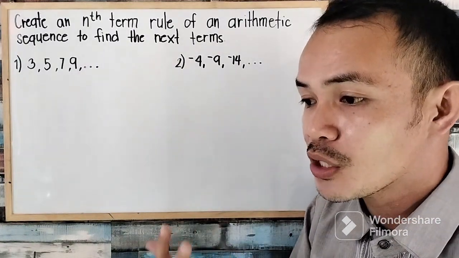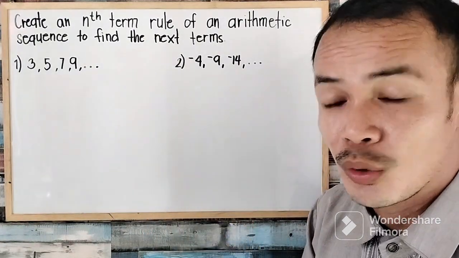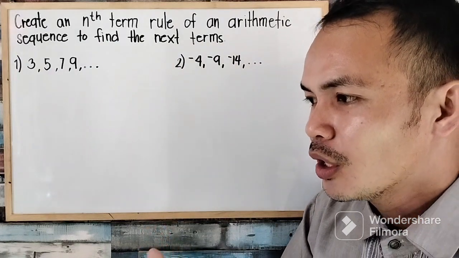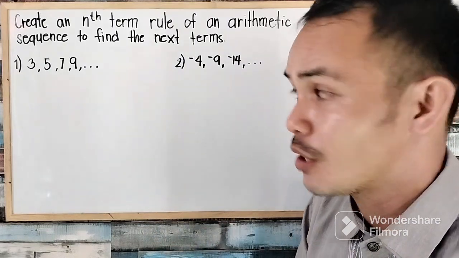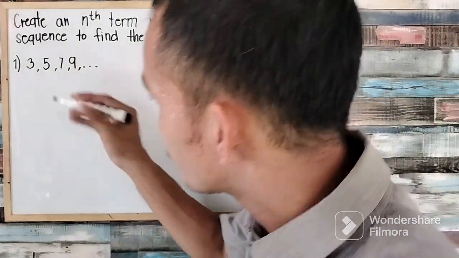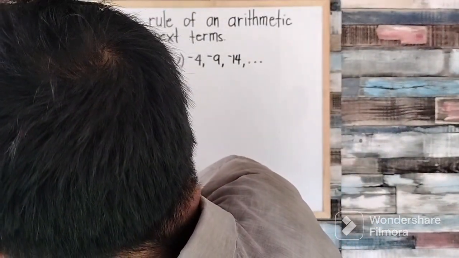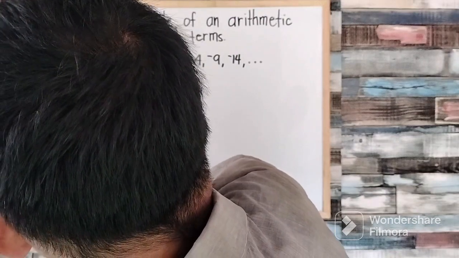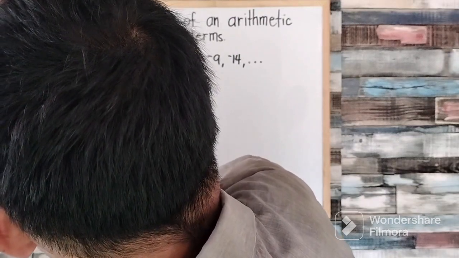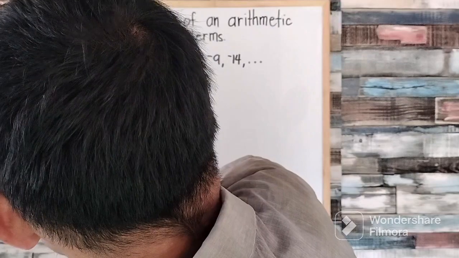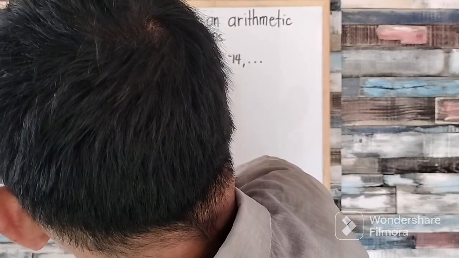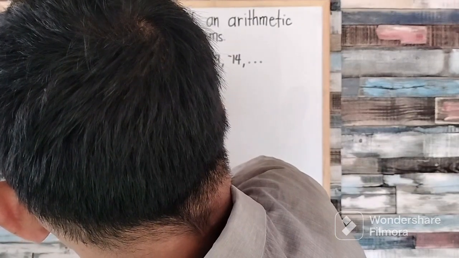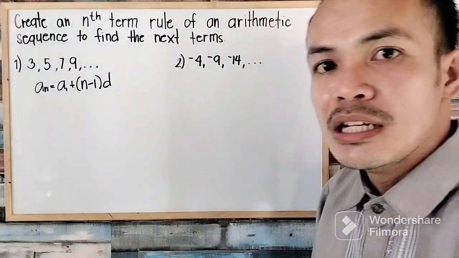Actually, there are two ways to find the n-term rule. Una, gagamitin natin yung formula in finding the n-term in an arithmetic sequence. So the formula is a sub n is equal to a sub 1 plus (n minus 1) d. That is the formula in finding the n-term of an arithmetic sequence.